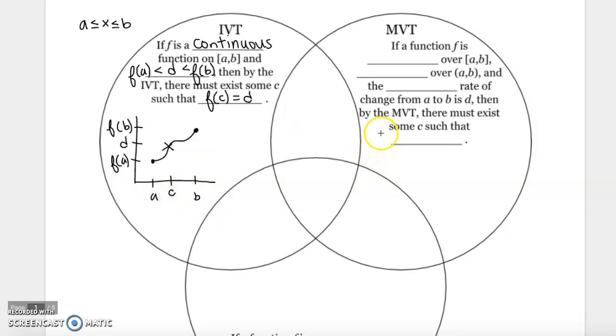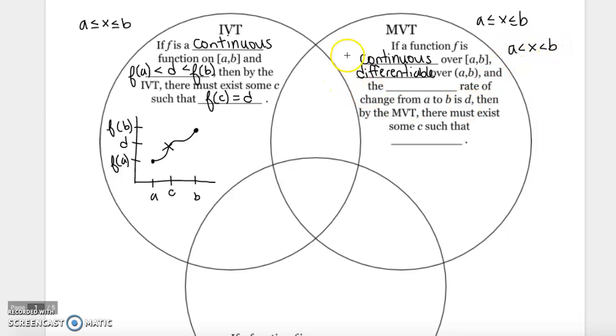Now, this is different from our mean value theorem, where our mean value theorem says, first of all, it has a little bit more that has to be met in order for us to use it. It does have to be continuous on the closed interval in the same way. And remember, closed interval means that it includes the endpoints. But it has to be differentiable as well on the open interval. So it has to be differentiable from a to b, but it doesn't necessarily have to be differentiable at a or at b.